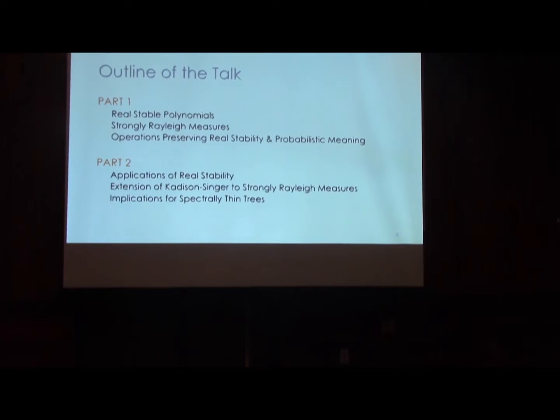So for the first part, I'm not going to be talking much about asymmetric TSP. That part is the one after the break. For the first part, I'm going to be talking about real stable polynomials. I'm going to define them in a second. Then I'm going to move on to their connection to probability theory, and especially this notion of strongly Rayleigh measures. Then I'm going to be talking about operations that preserve the property of being strongly Rayleigh, or the property of being real stable. And I'm going to be talking about what these operations mean in the probabilistic setting.